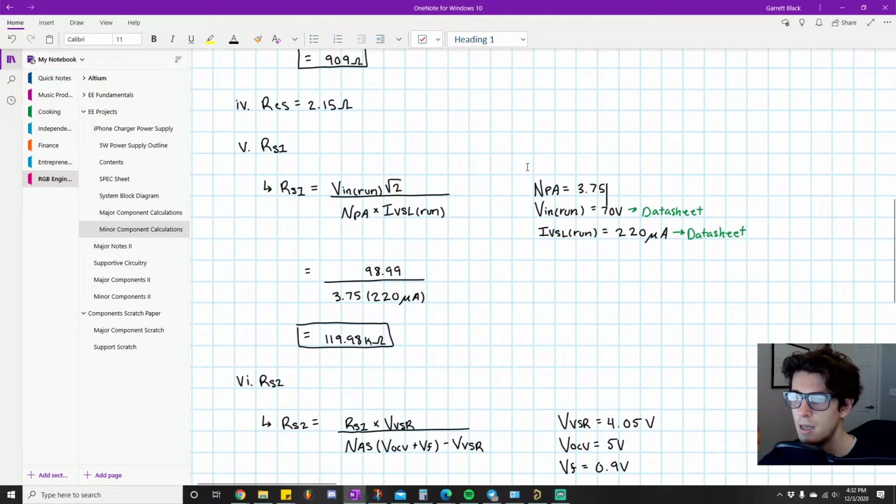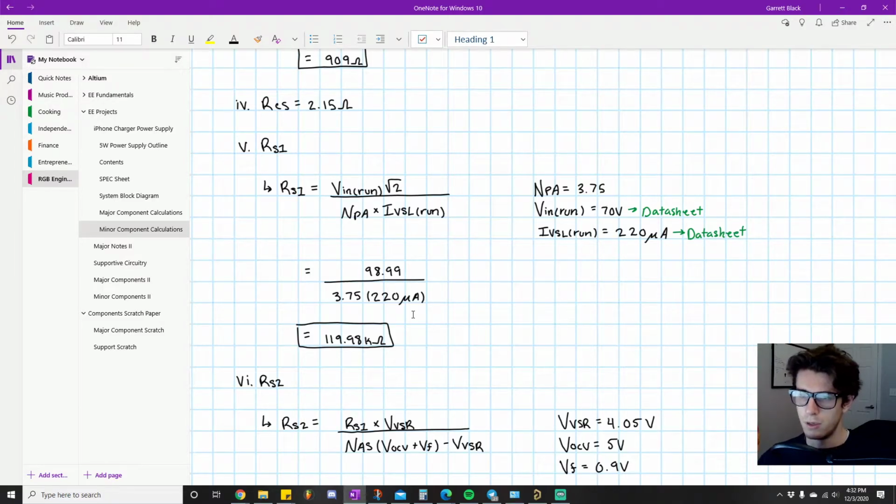In this case, the value I chose was 3.75 because I did the calculation, looked at it, and picked something with a little bit of headroom. V in run is referred to as the brownout voltage. You just pull it from the table: it's 70 volts. The same for IVSL run, you can pull that from the table: it's 220 microamps. Whenever you do the calculation for this value, it spits out 119.98 kilohms.